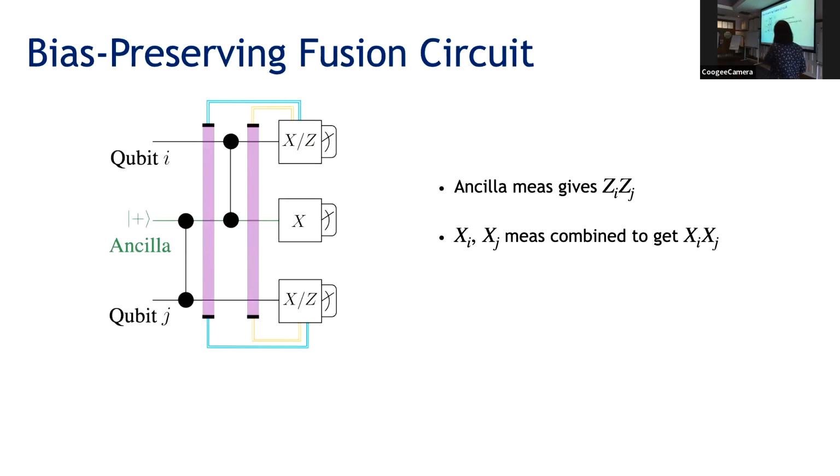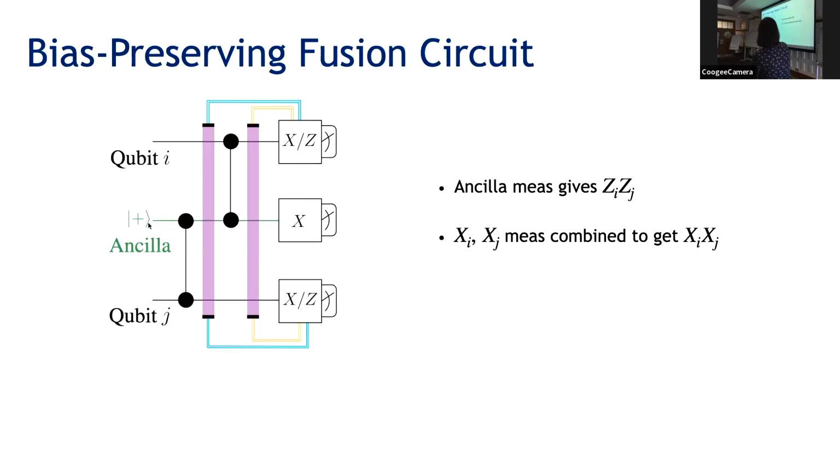Okay, so the next thing I do is I want to have a fusion circuit which also has biased erasures. That means I'm going to try to measure XX and ZZ. But I want to make sure that when erasures happen in my atom, it only destroys XX information, it doesn't destroy ZZ information. Again, I'm using the same intuition from the photonic systems. So this is a circuit that we came up with. I'm trying to measure XiXj and ZiZj between these two qubits.